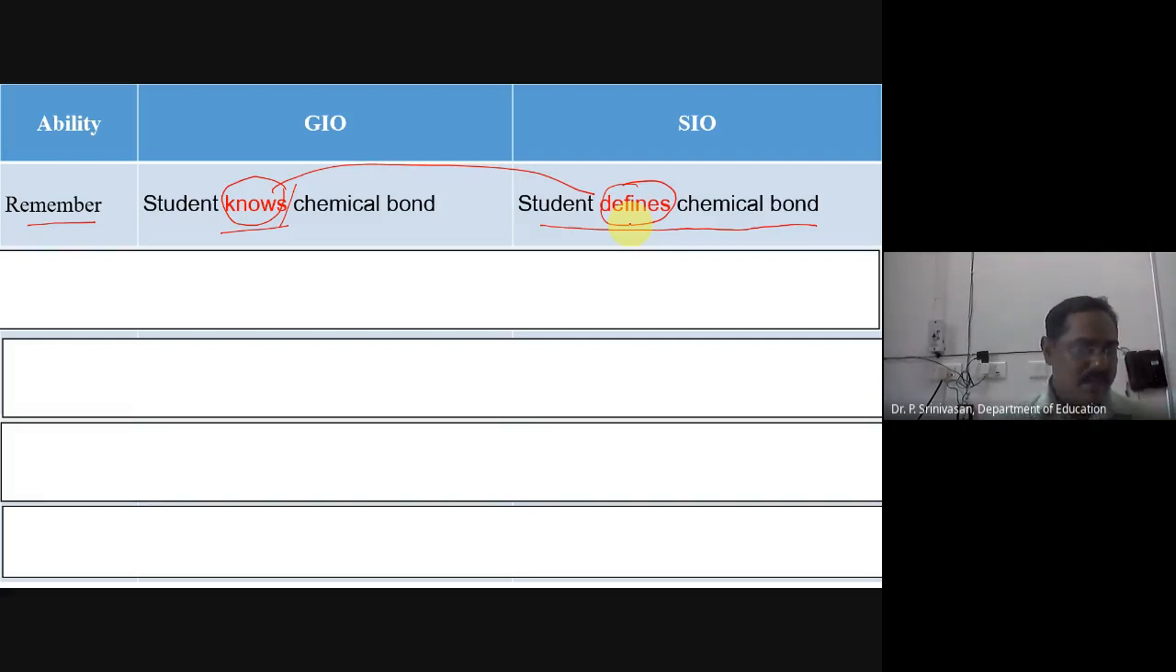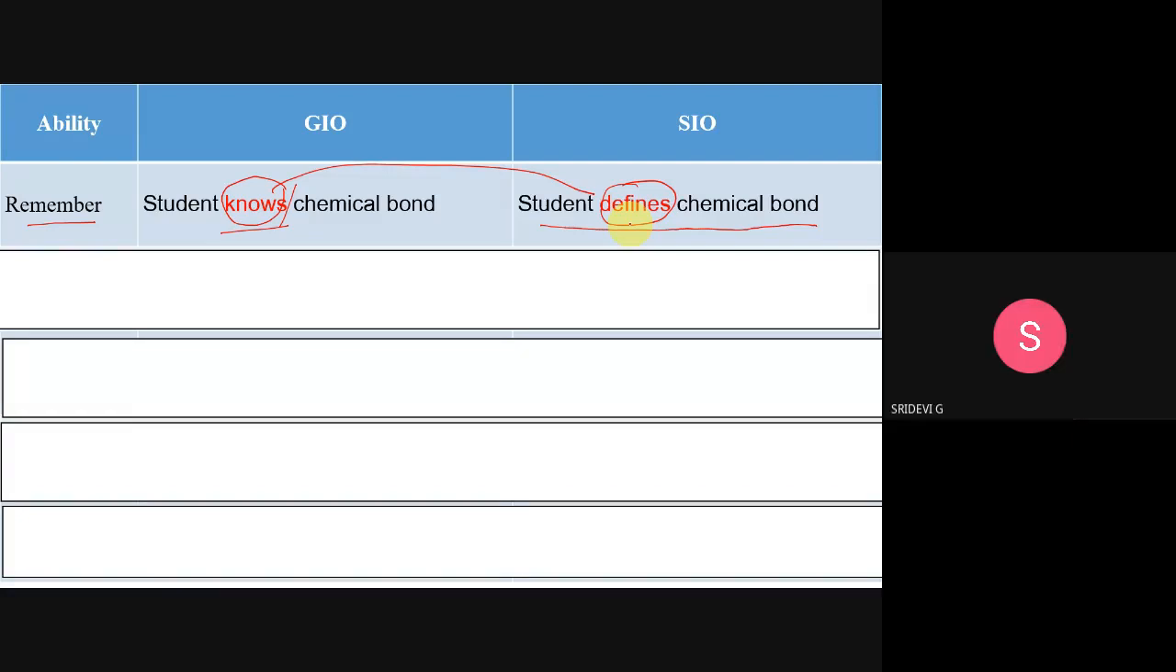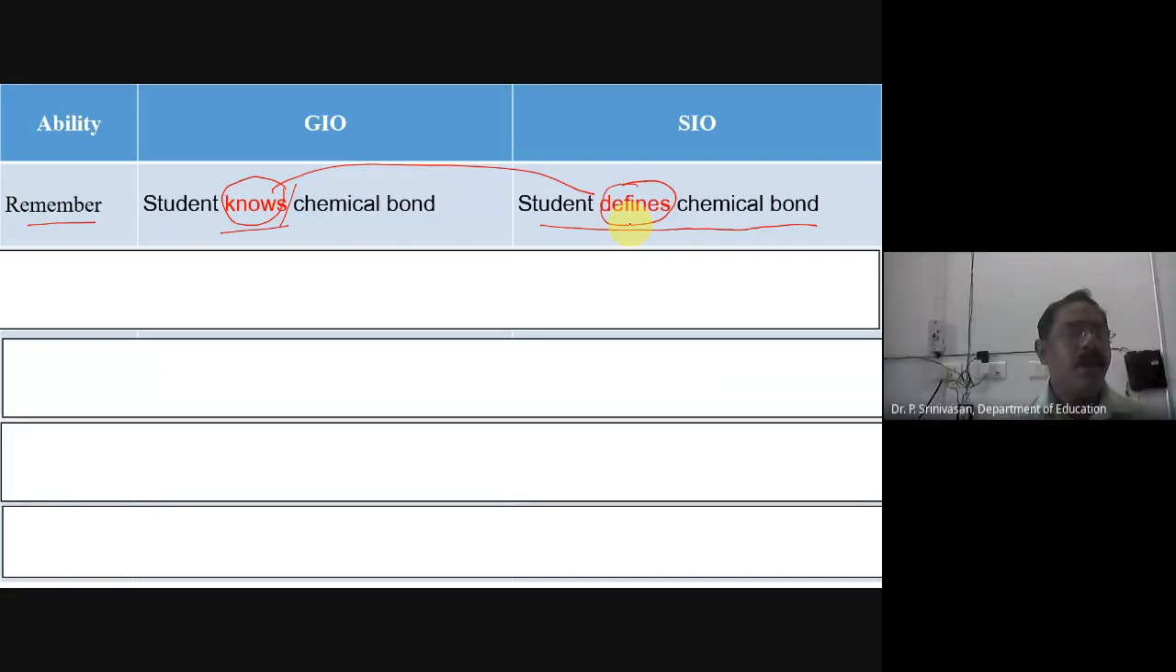Any other clarification? Sir, can I use the same statement, student knows chemical bond, under the understand domain? You can't. Knows cannot come under understand. Knows comes only at the knowledge level. The previous term was knowledge; they changed it to remember because knowledge was an umbrella term. Knows comes only in the remember category. If you go to the next category, we cannot use knows.